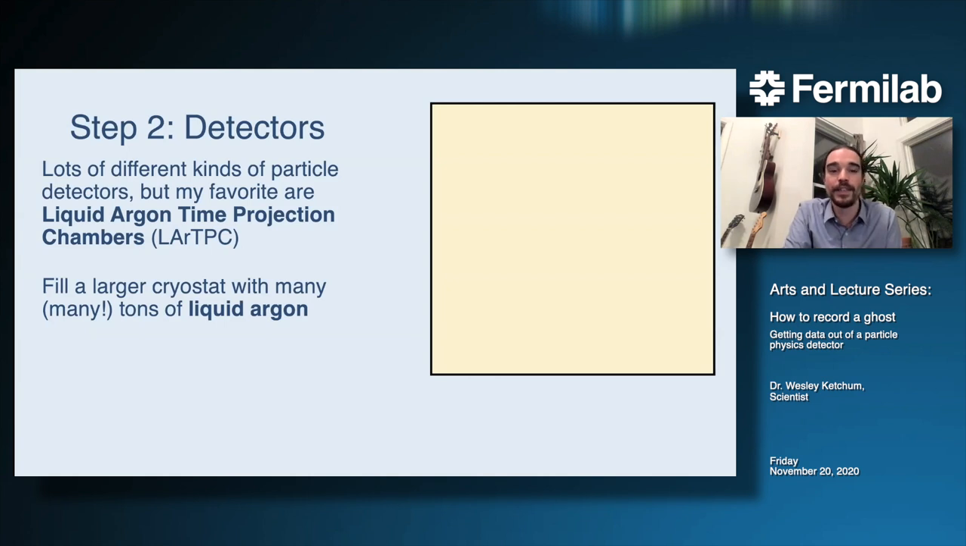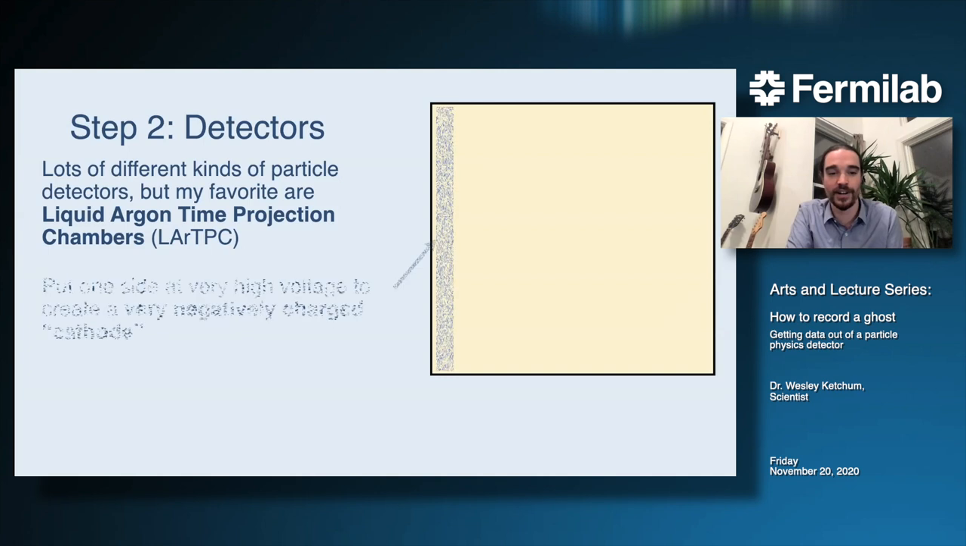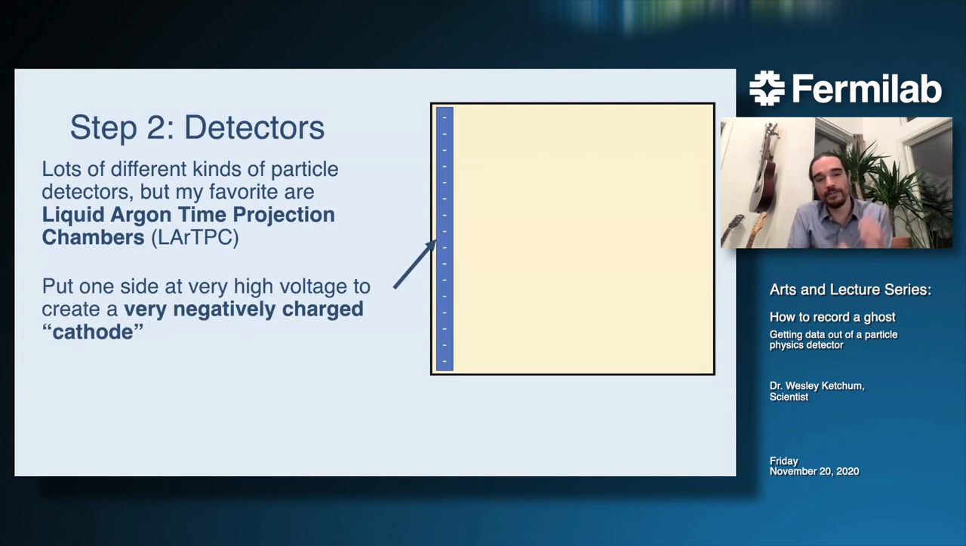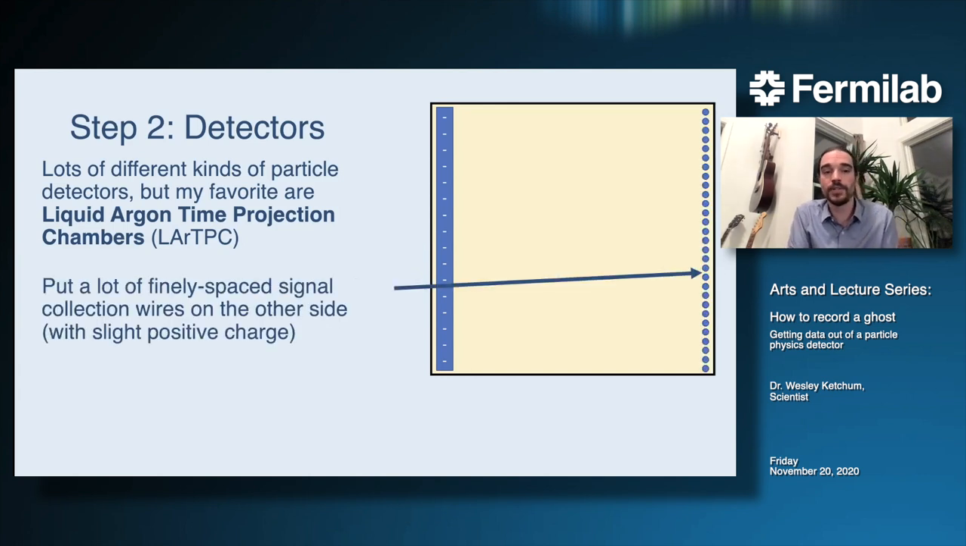Then within that really large cryostat filled with liquid argon, on one side of it we put a really high voltage, so that it creates a really negatively charged cathode. On the other side of the detector, we put a bunch of really finely spaced wires that we're going to use to collect our signals, which I'll talk about in a second. They have a slight positive charge. So if a negative charge appears inside this detector, it's going to want to move away from the cathode on the left and over to the right towards the wires, because negative charges want to move away from negative charges and towards positive charges.